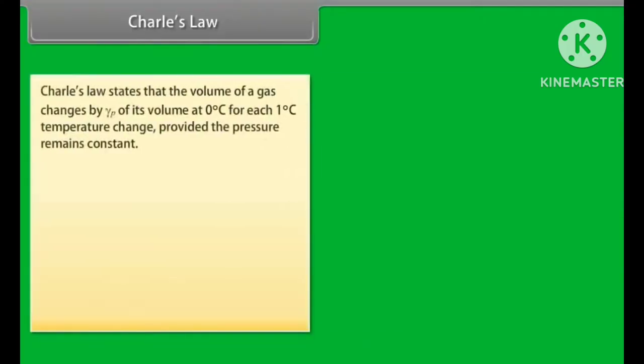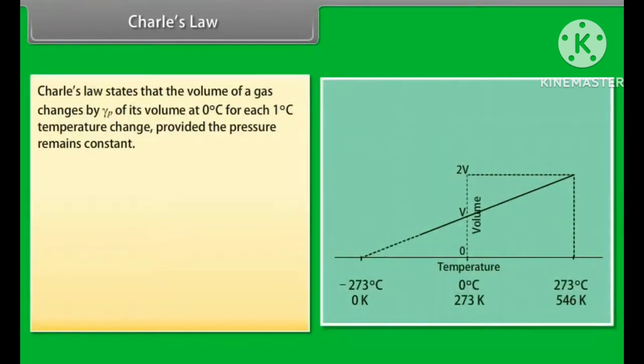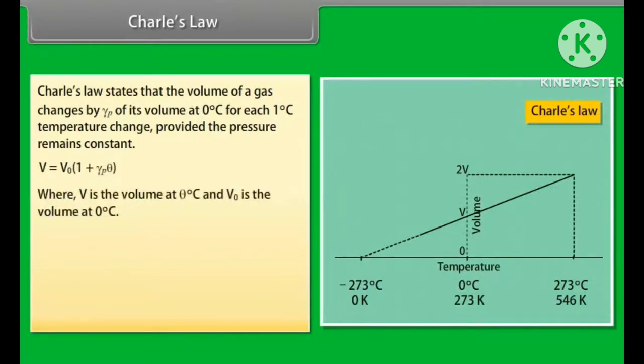Charles' law. Charles' law states that the volume of a gas changes by gamma p of its volume at 0 degrees centigrade for each 1 degree centigrade temperature change, provided the pressure remains constant. V is equal to V naught multiplied by 1 plus gamma p theta, where V is the volume at theta degrees Celsius and V naught is the volume at 0 degrees centigrade. The above relation can be written as V is equal to V naught multiplied by 1 plus theta upon 273.